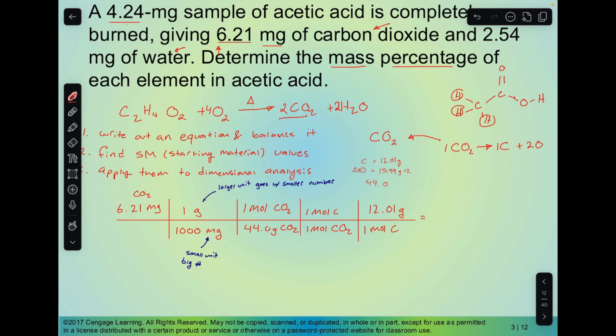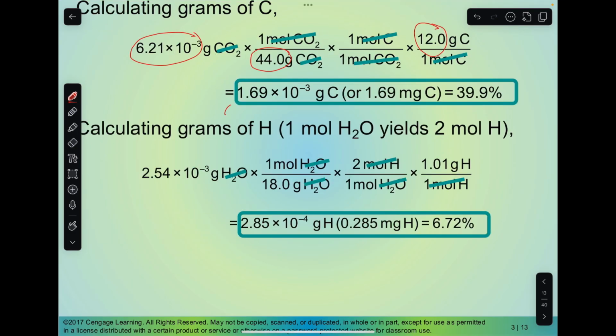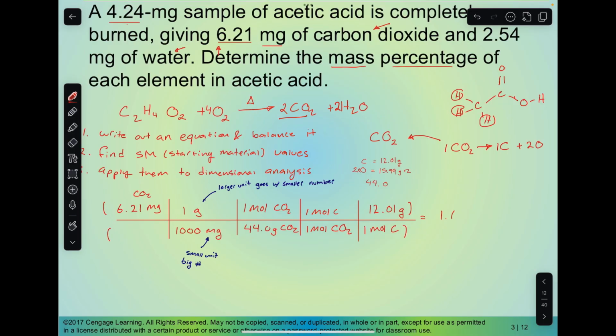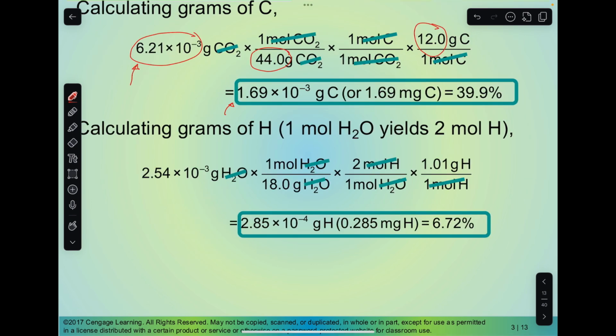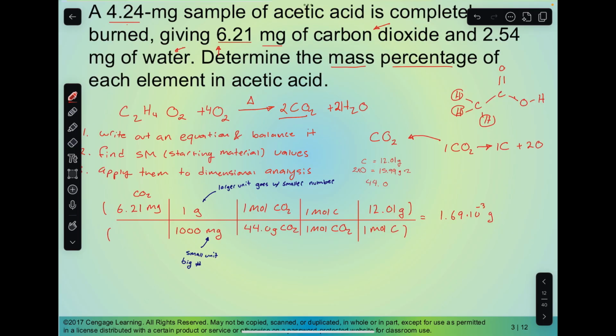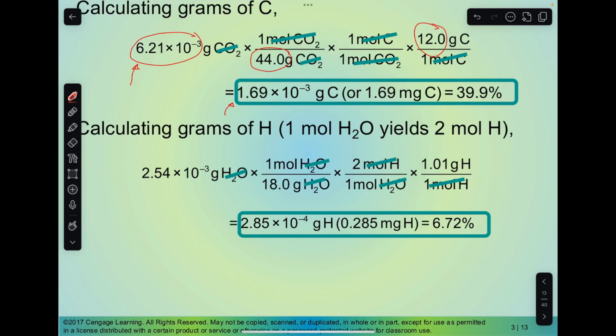We'll multiply the top together, divide by the bottom, and we will get our answer, which is going to be 1.69 times 10 to the negative 3 grams. And so you might notice here that they use this number instead. They have just done this first calculation for us, where they put 6.21 and they divided by 1,000 and made it equal to grams. So they just did that first.